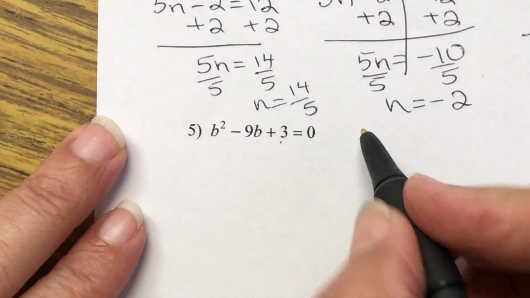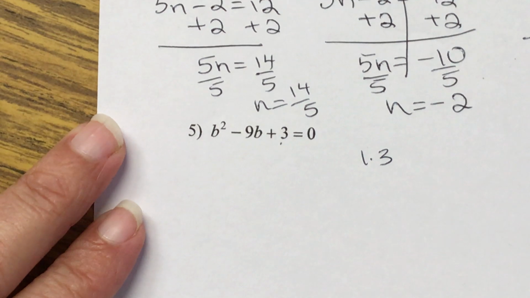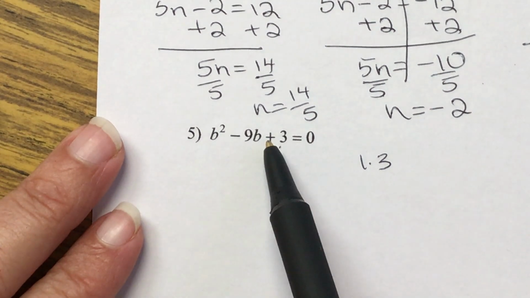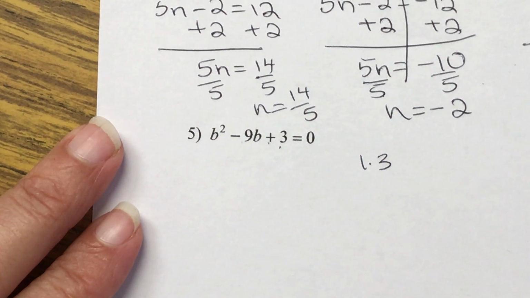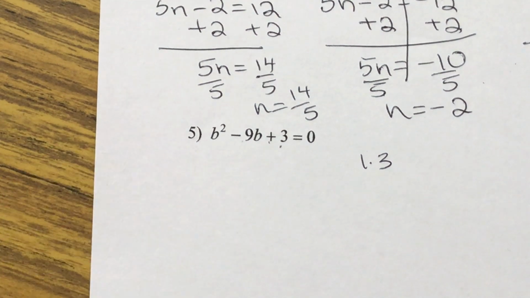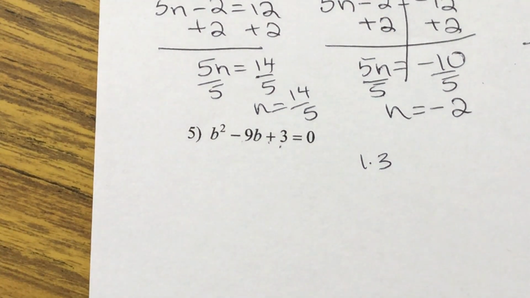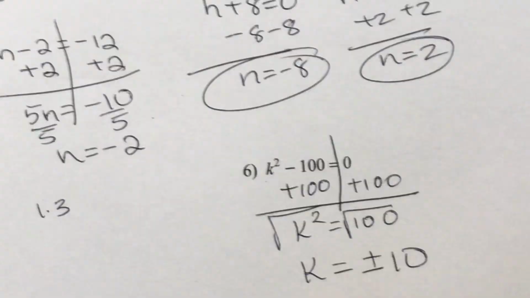So let's look at question number 5. What are the factors of 3? Well, 1 times 3 are the only things that multiply to give you 3. Do those add to give you 9? Nope, not factorable. So we're on the factoring technique right now, so that's not possible. That cannot be factored. We'll have to use a different technique. 6 we already have done.